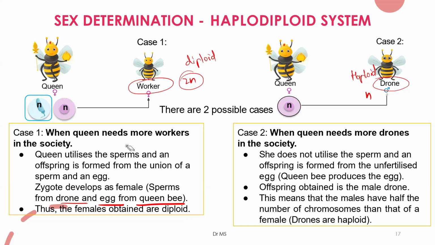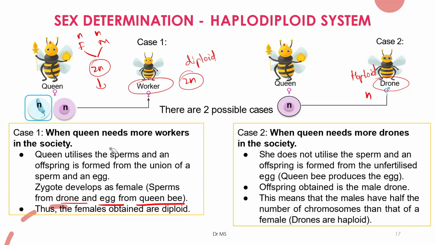Okay, so in the first condition, what does she do? In order to make the diploid condition, we take the female gamete, we take the male gamete, and we fuse them. Both are haploid, and when they fuse, they form the diploid. So that will give the female, that will make the workers. So when the queen needs more workers in the society, she will fertilize her egg with the sperms. So she will undergo reproduction.